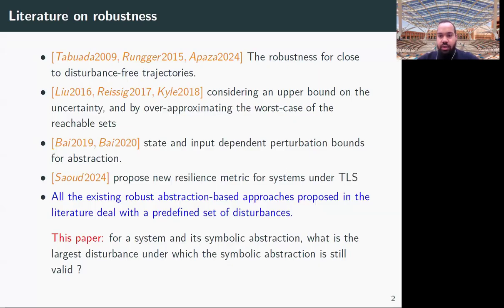But what we can notice in all of this existing work is that they assume a predefined set of disturbances. In our work, we flip this around. Instead of starting with a disturbance and asking how to build an abstraction, we start with the system and its symbolic abstraction and ask what is the largest disturbance under which the abstraction remains valid.